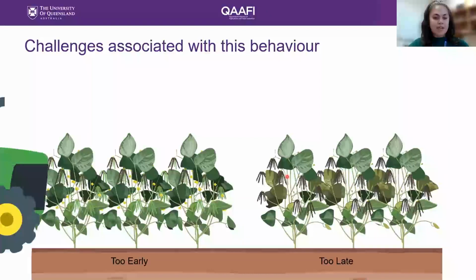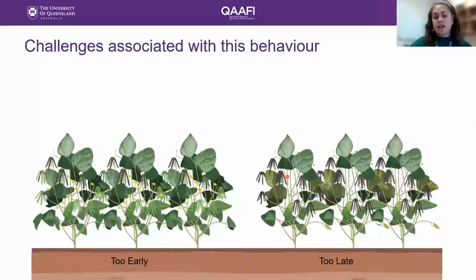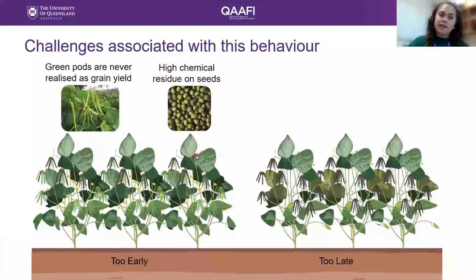Imagine you have 2 scenarios and you desiccate. If you desiccate too early, it can result in some of these green pods that are still developing never being realized as grain yield. There's also a risk of high chemical residue on seed. In Mungbean, a lot of research is coming out that if you spray too early, it can lead to high chemical residue on seeds. And with growing restrictions on seed residue levels, that's a real issue that a lot of growers are going to have to deal with.